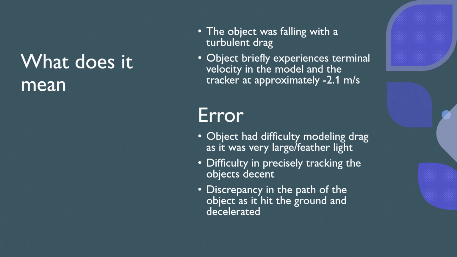And then as for error, the object had difficulty modeling drag as it was a relatively large object, a large paper plate, and it was fairly light, only at a mass of about 0.08 kilograms, or about 8.4 grams. Difficulty in precisely tracking the object's descent due to just human error in the tracker program, and then discrepancy in the path of the object as it hit the ground and rapidly decelerated after it reached terminal velocity, and then that kind of threw off the track of the graph.